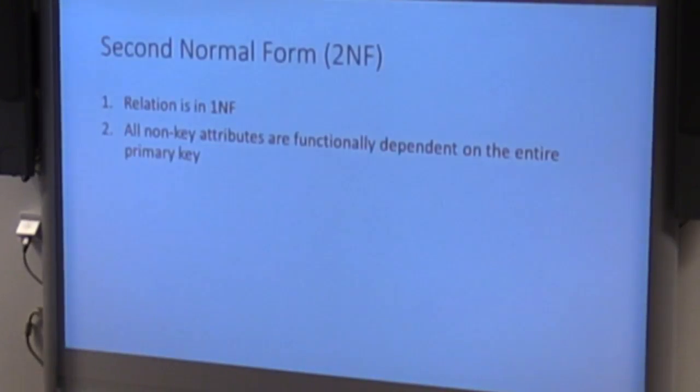So if you are to put your table in the second normal form, then you must first set it into the first normal form. And then you have to make sure that all your non-key attributes are functionally dependent on the entire primary key. So if your attribute is not part of that key, it must be functionally dependent on the entire key, the entire primary key.